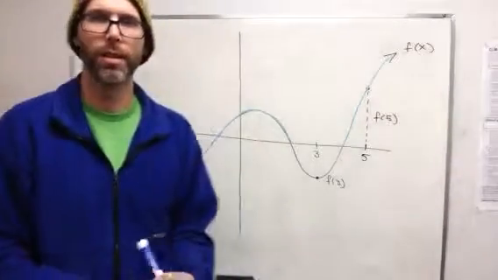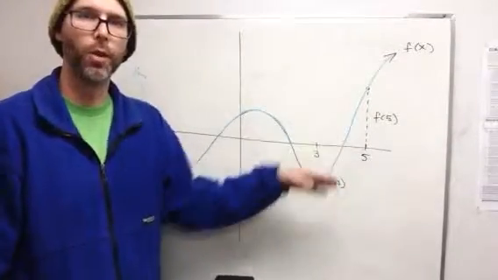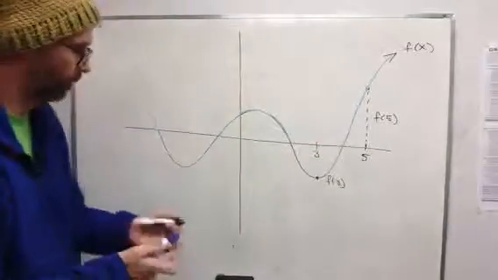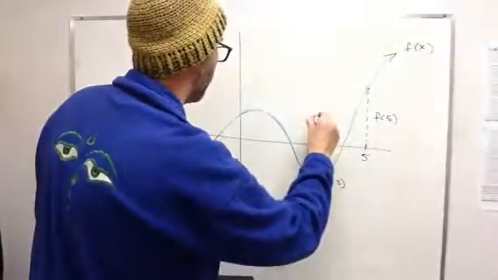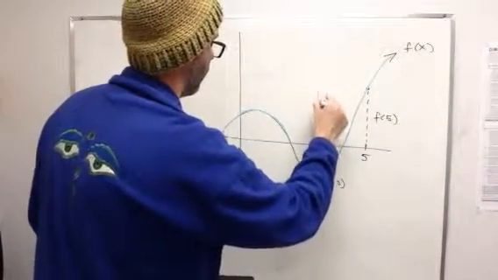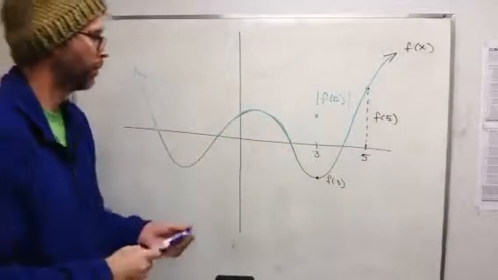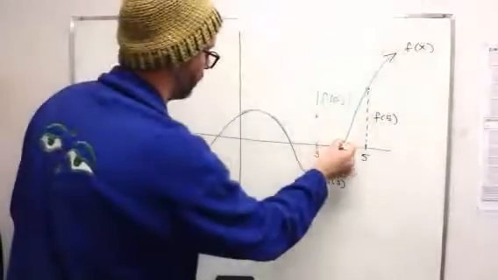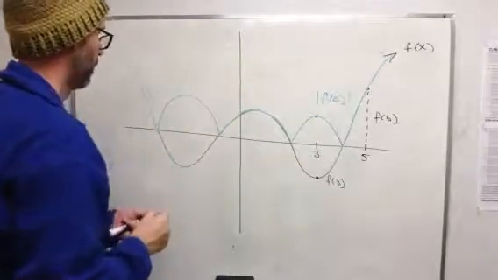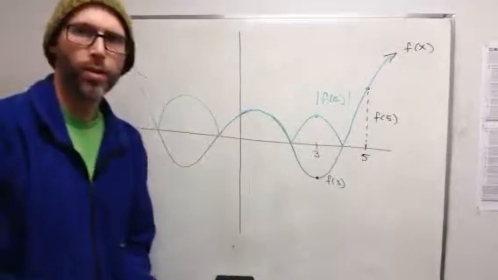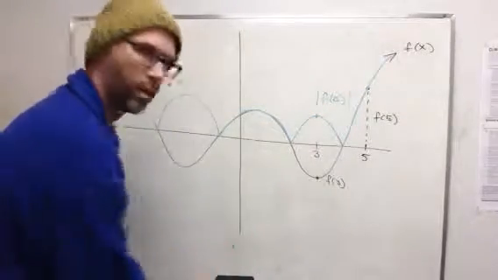But with the negative parts, we're taking the absolute value of a negative number, which is a positive number. So all of this gets reflected. So to graph the absolute value of f of x, there's 2 steps.